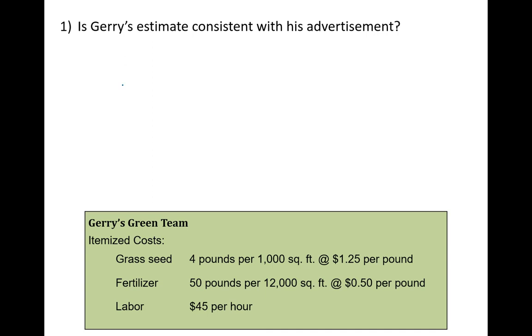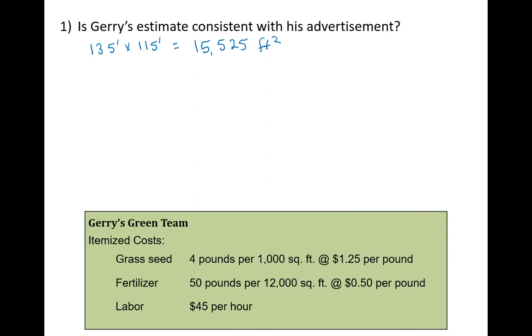Well, let's see. We said the yard was about 135 feet by 115 feet. Let's get that yard multiplied out. 135 times 115 is 15,525 square feet. Okay. 4 pounds per 1,000 square feet at $1.25 per pound.